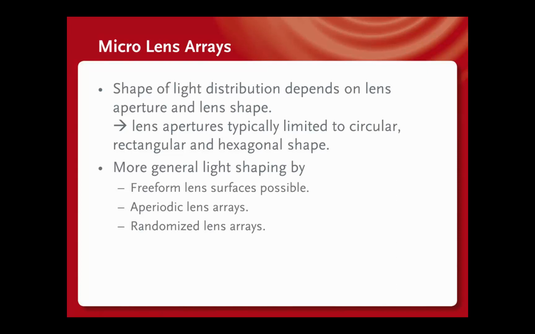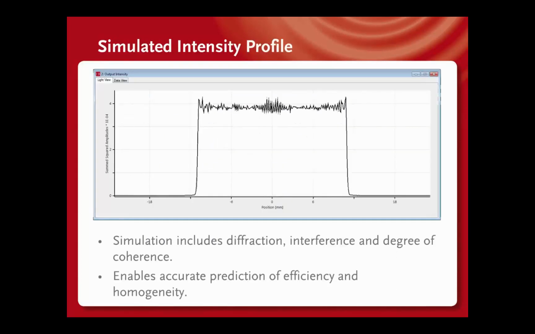But I just like to mention that it's in principle also possible to use some freeform lens surfaces or aperiodic lens arrays or randomized lens arrays that generate more general 2D light patterns. But as also the sample that I will show a little bit later is just for some rectangular patterns, those are the most typical applications.